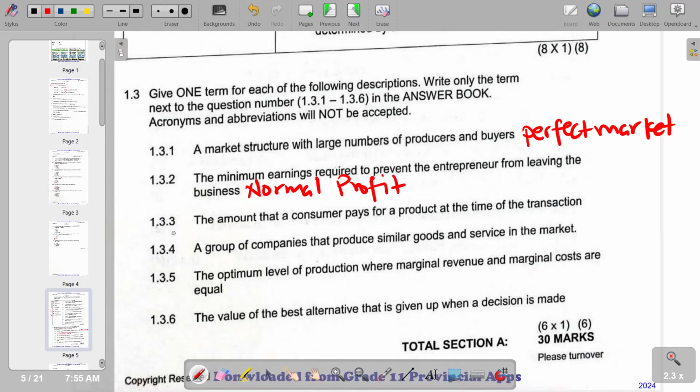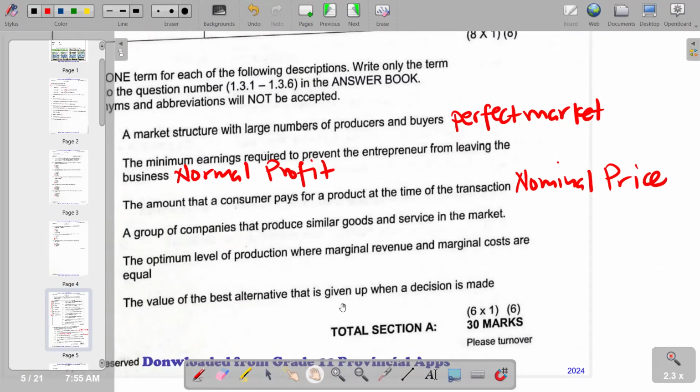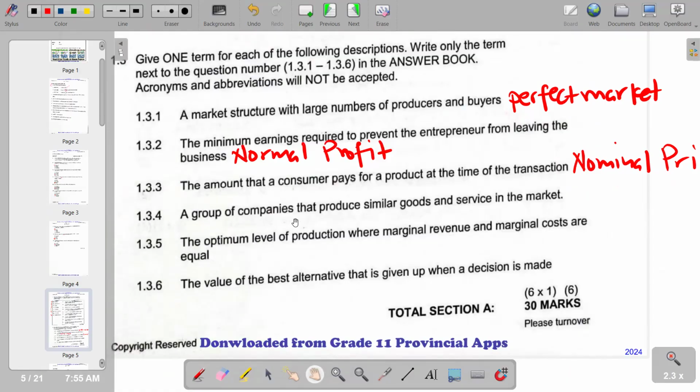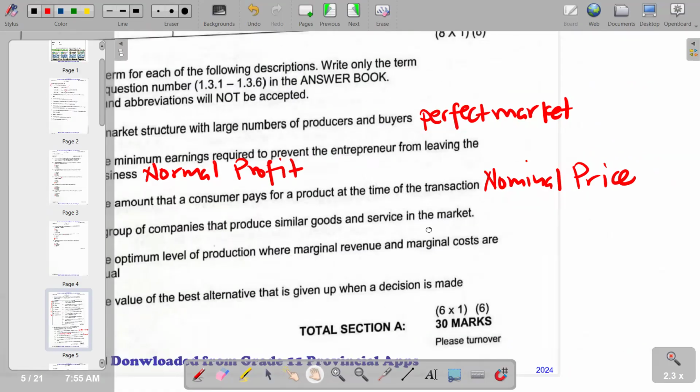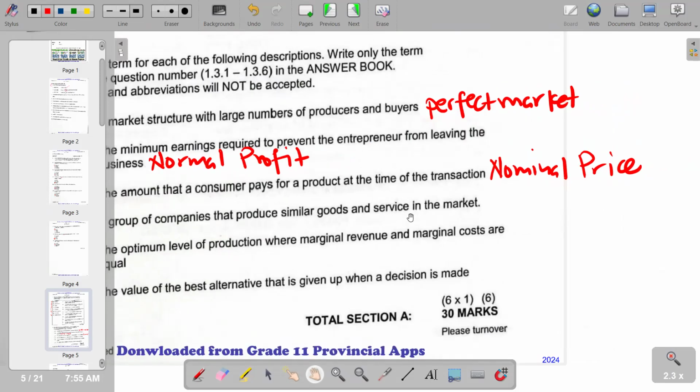Then 1.3.3, the amount that a consumer pays for a product at the time of the transaction. So we have a nominal price as the correct response. And the next description is the group of companies that produce similar goods and services in the market. So we have a group of companies obviously doing the same activities and producing similar goods and services. We call it an industry.